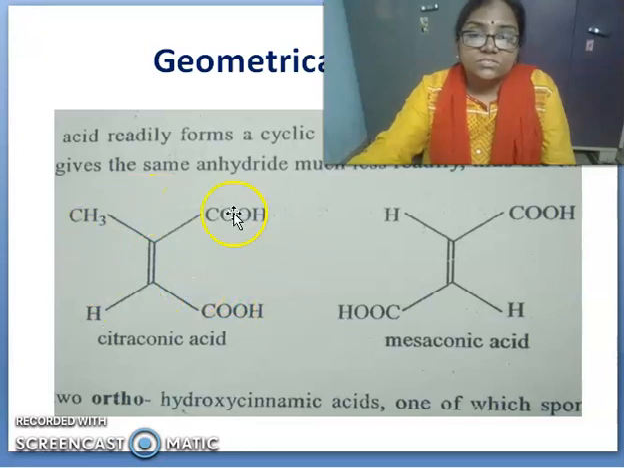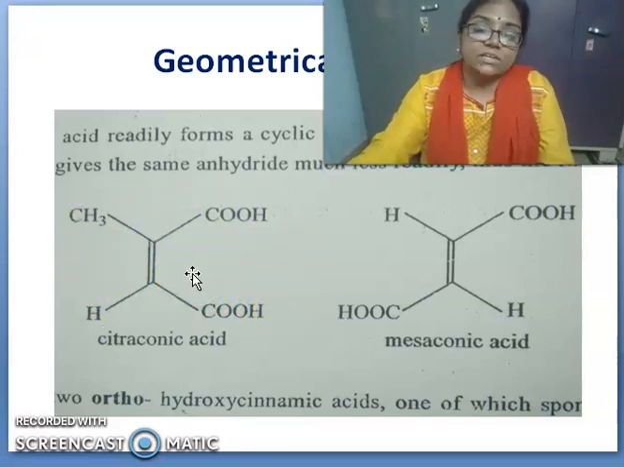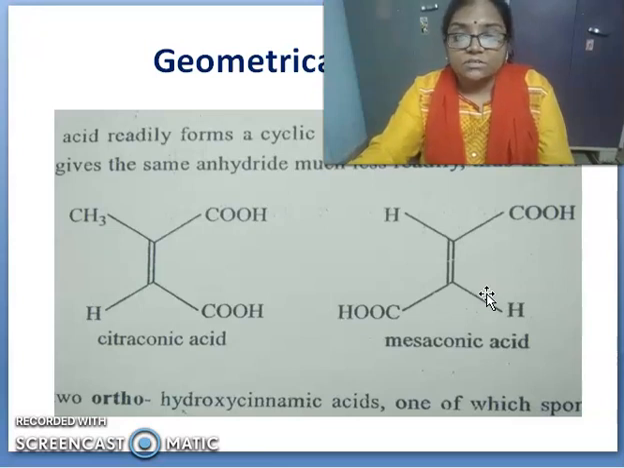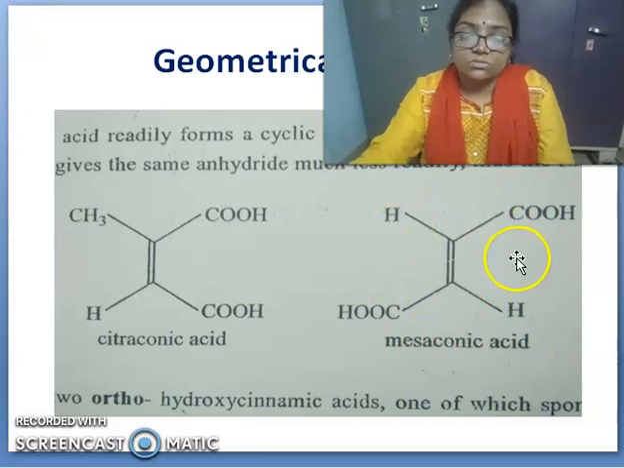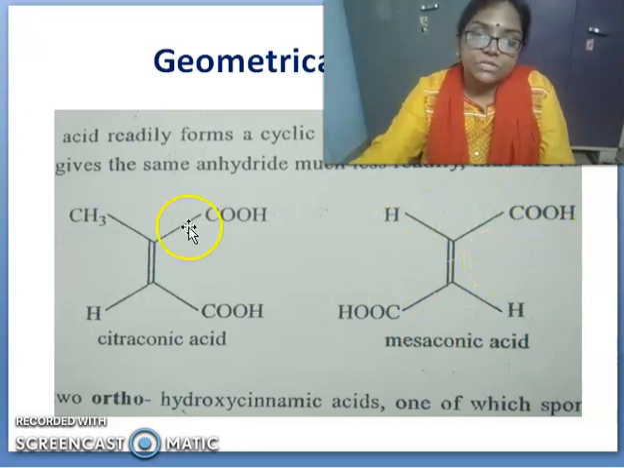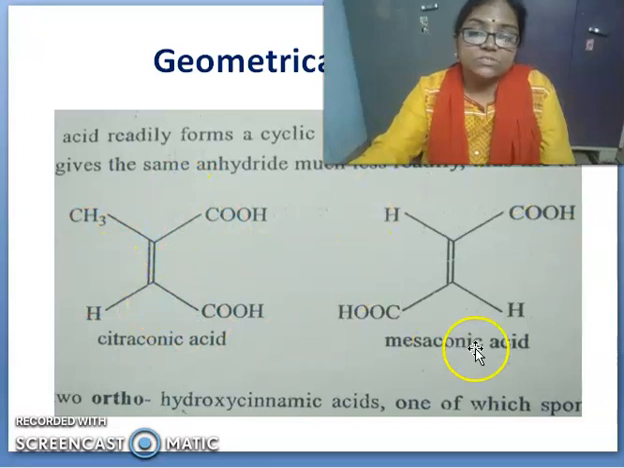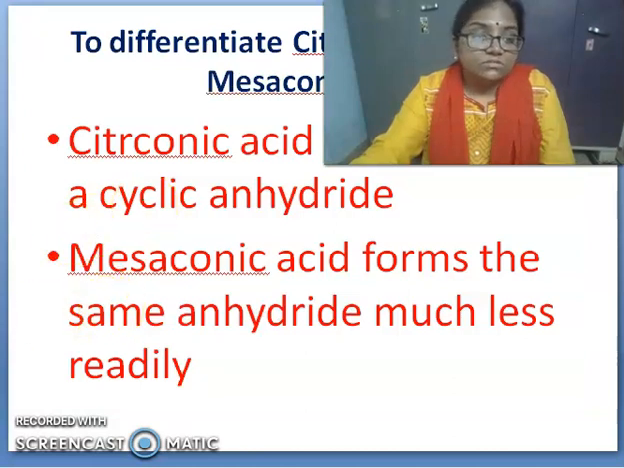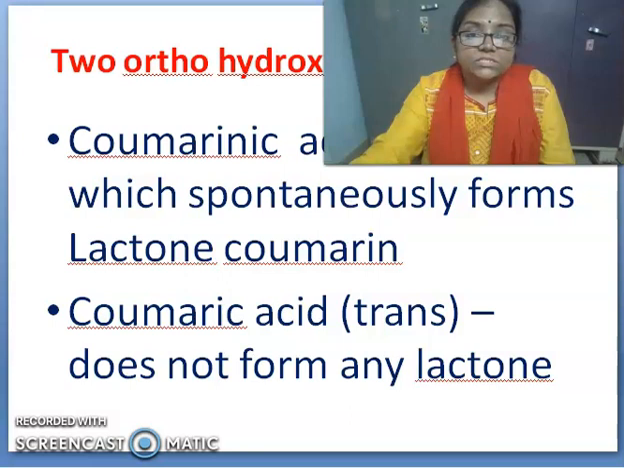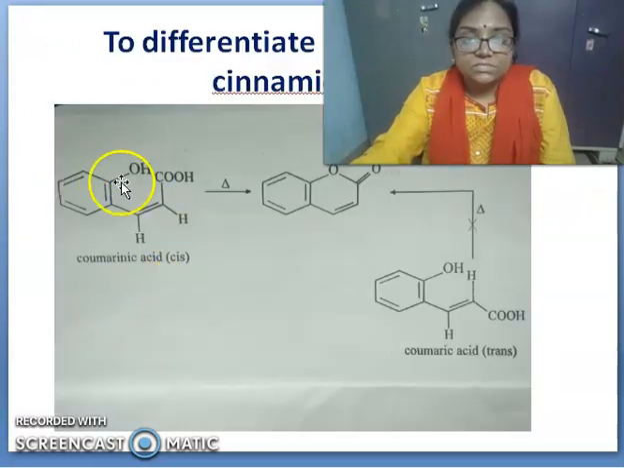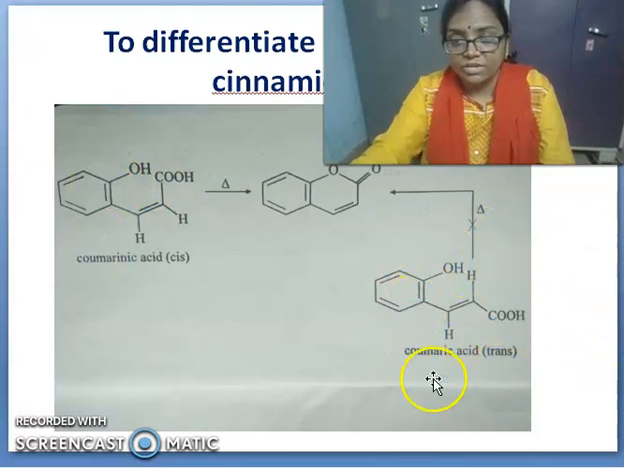So this one is a cis isomer. The one which easily forms the cyclic anhydride is the cis isomer. The one which hesitates or does not form the cyclic anhydride easily is called a trans isomer. So citraconic acid is a cis isomer and mesaconic acid is a trans isomer. There is another example also: coumarinic acid and coumaric acid. Coumarinic acid is a cis isomer, whereas coumaric acid is a trans isomer.